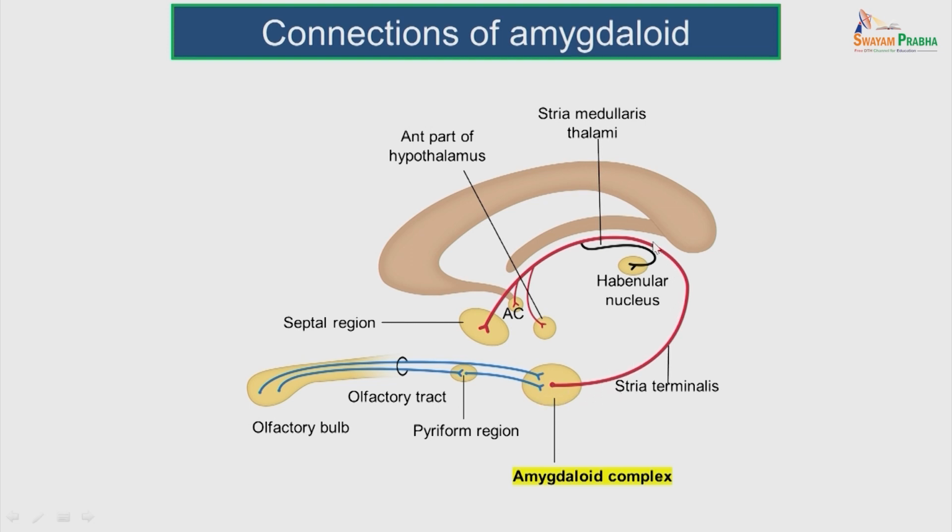Here it goes and relays in the anterior part of the hypothalamus, and also fibers relay in the habenular nucleus, that is through the stria medullaris thalami. Then also it is going into the septal region. So, this is the amygdaloid. Mainly the input is from the olfactory area and outputs through the stria terminalis to the hypothalamus.